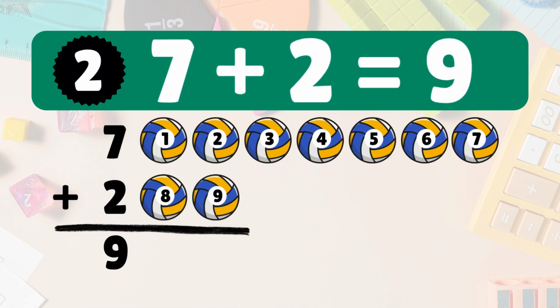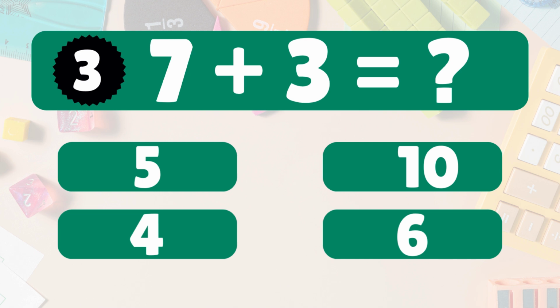What? 7 plus 2 equals 9. Let's count together. 1, 2, 3, 4, 5, 6, 7, 8, 9. 7 plus 2 equals 9. You're doing awesome. Next, 7 plus 3 equals?